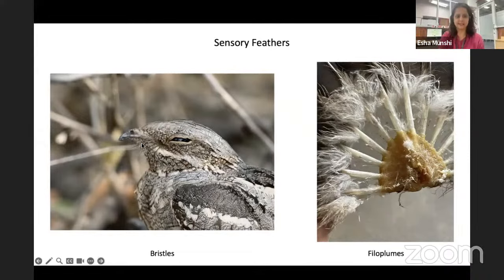Now, let's quickly talk about the bristles and phylloplumes, what we spoke about. Bristles, as you can see in this nightjar, quite thick bristles it has. There are bristles here also, and owls, nightjars, barbets, they tend to have bristles.